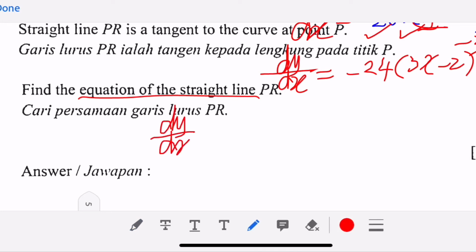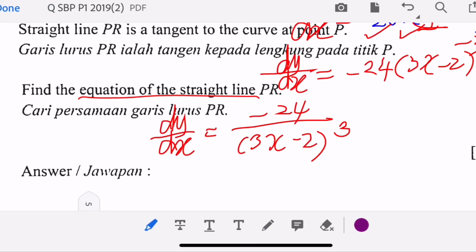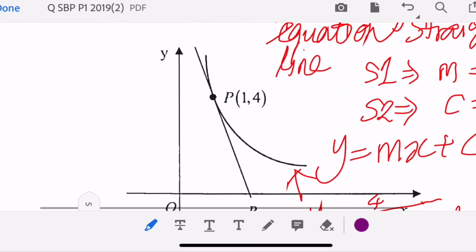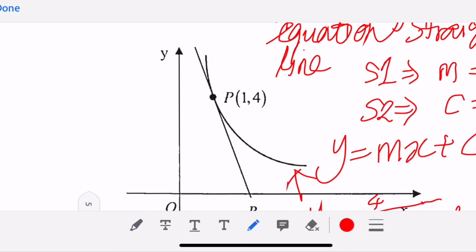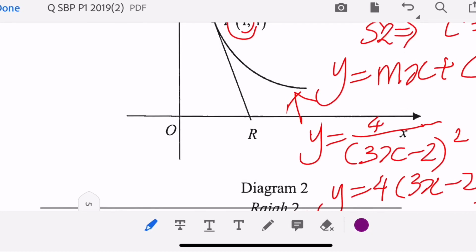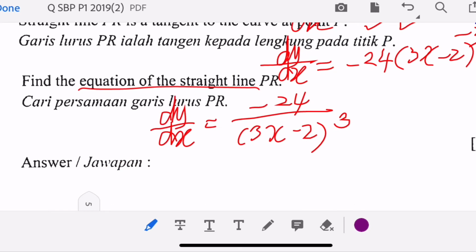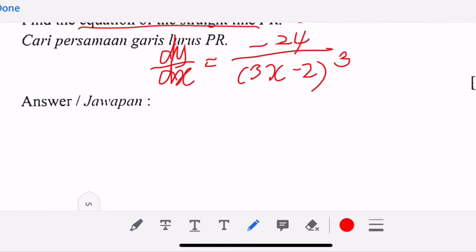So now our dy/dx is negative 24 (3x minus 2) to the power of negative 3. We have to make it positive by putting the negative power as a denominator, so make it positive before we substitute x equals 1. Because dy/dx depends on x, we don't use y, so you substitute x equals 1 into dy/dx, unless the question never gives you the x, then you have to use y to find your x.